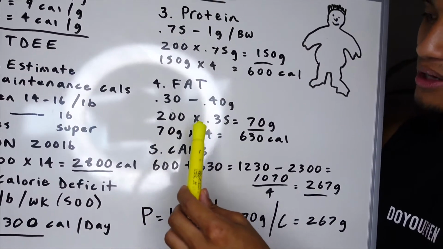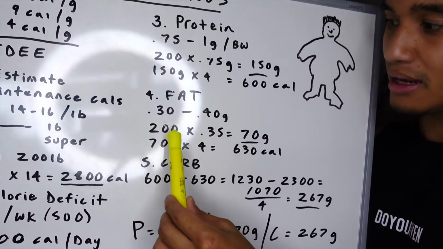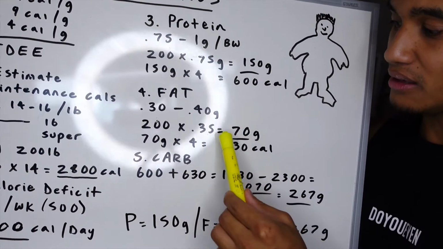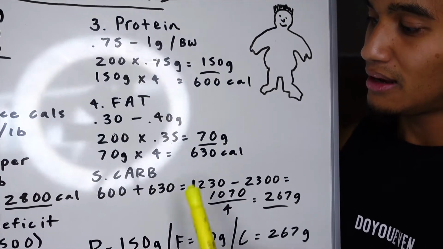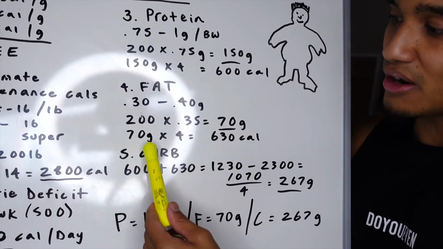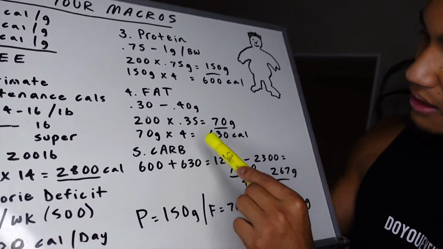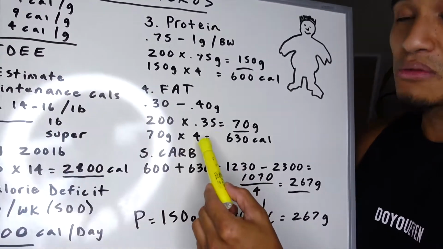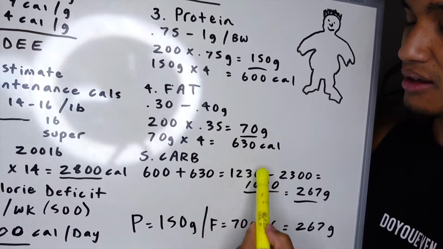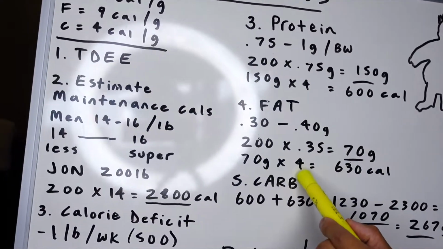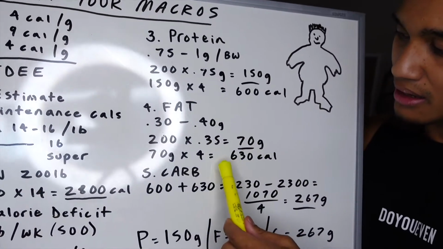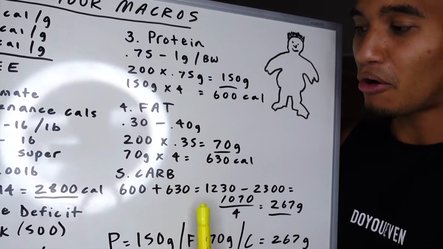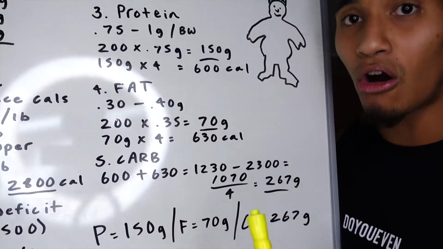So what we do is we multiply his body weight again times 0.35. That's going to equal 70 grams of fat that he needs to eat. To find the calories, 70 grams times, oops, I don't know why I put 4. It's supposed to be times 9 equals the number he gets here. So it shouldn't be 4, it should be 9. So I kind of messed up on that. But after you figure that part out, then that's when we go into the carbs.